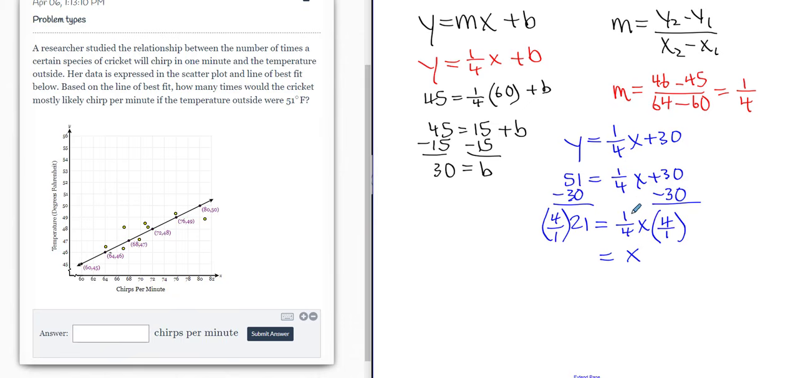When you multiply by the reciprocal, they'll cancel each other out. Now on this side, it's really 4 times 21, which is 84, and then divide by 1 obviously is 84. So x is 84. X stands for the number of chirps. So that means that when it's 51 degrees Fahrenheit out, the cricket chirped 84 times. So I'm going to put 84 chirps. Well, technically chirps per minute.